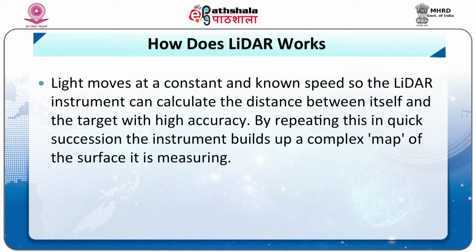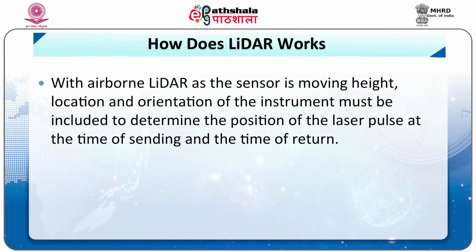Light moves at a constant and known speed, so the LIDAR instrument can calculate the distance between itself and the target with high accuracy. By repeating this in quick succession, the instrument builds a complete map of the surfaces it is measuring. With airborne LIDAR, other data must be collected to ensure accuracy.